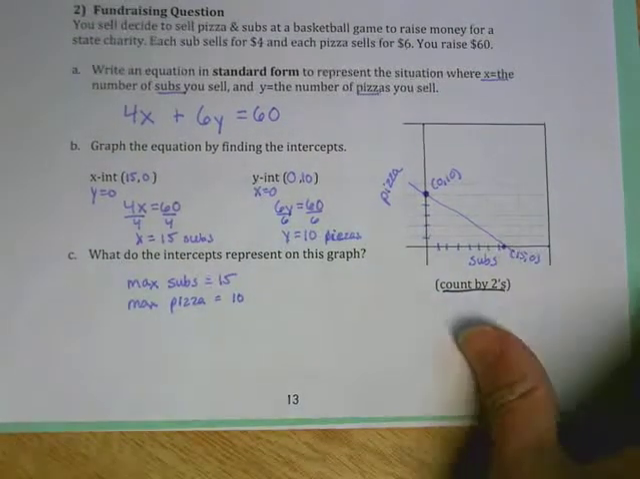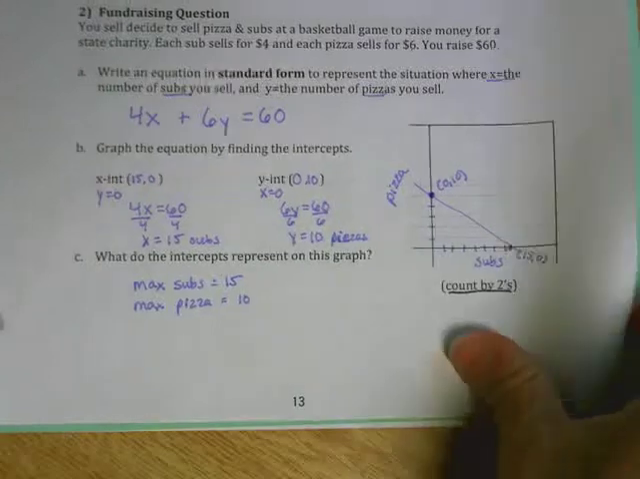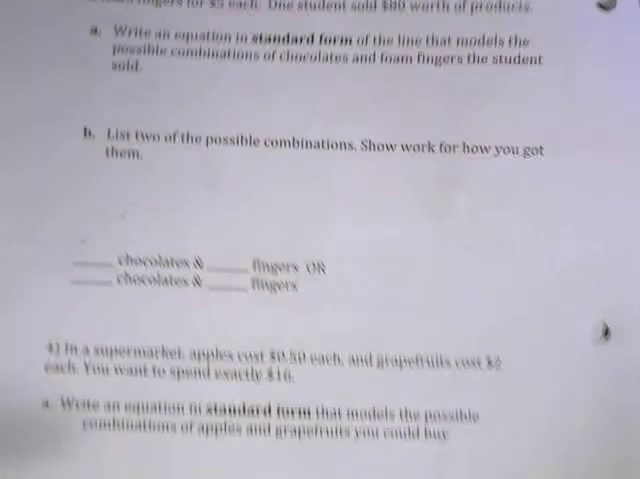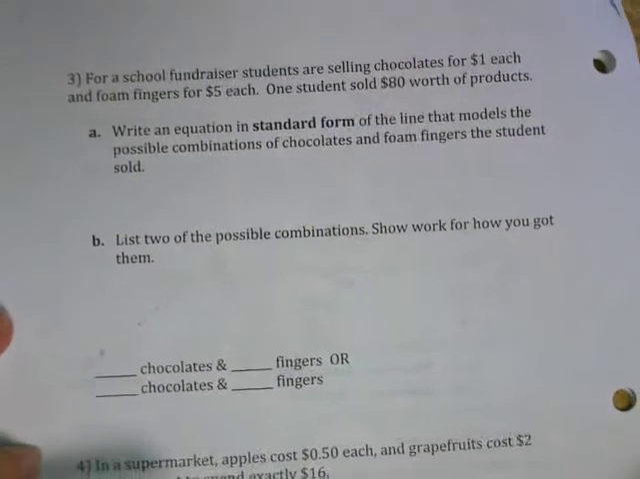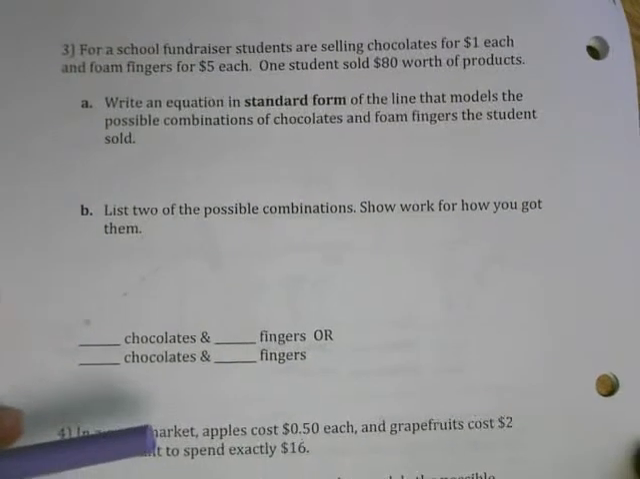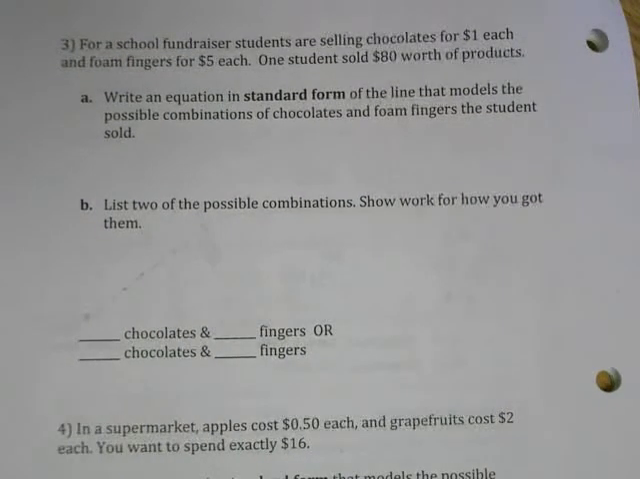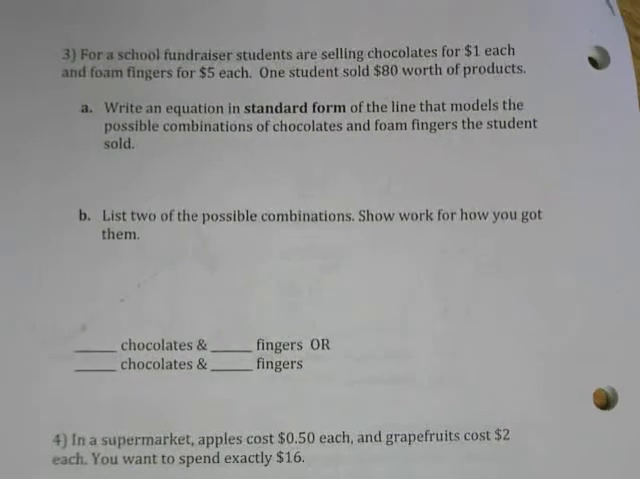I think we've got 2 more problems left in this packet. So flip over to 14. 2 more problems. And we're still working with standard form, but this time we're not graphing. For a school fundraiser, students are selling chocolates for $1 each and foam fingers for $5 each.